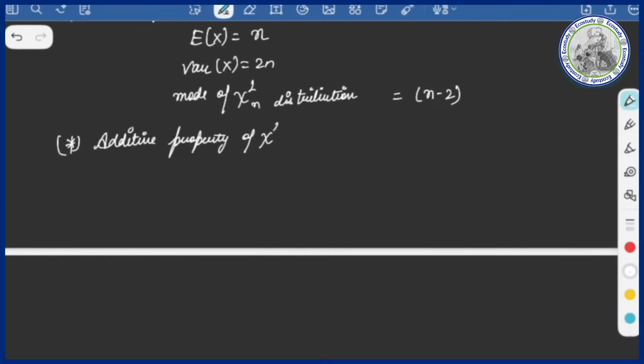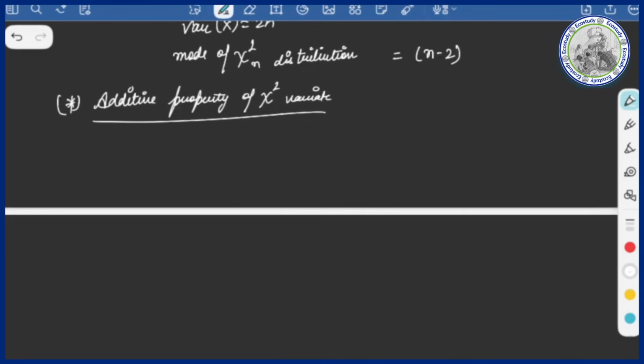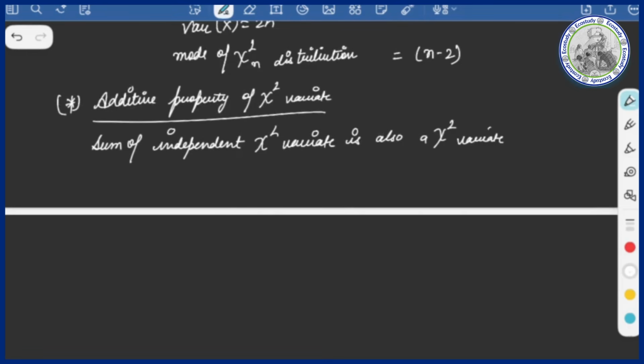Additive property of chi-square variate, and what is that? The sum of independent chi-square variates is also a chi-square variate. Okay, what does that mean? Sum of independent chi-square variates is also a chi-square variate.